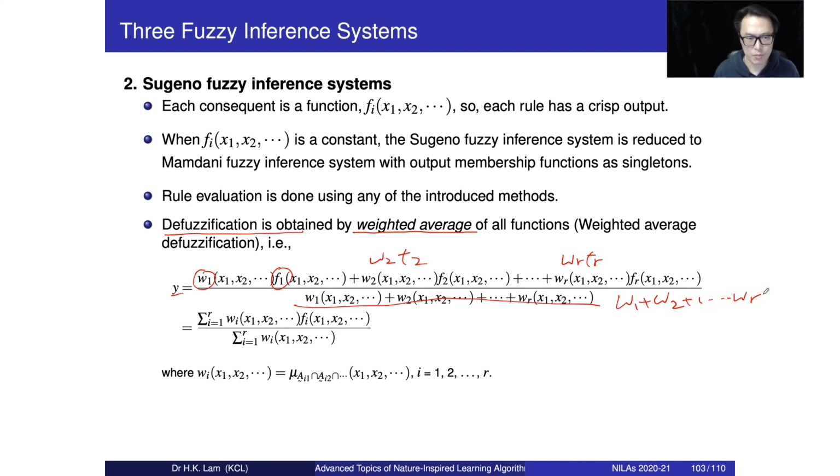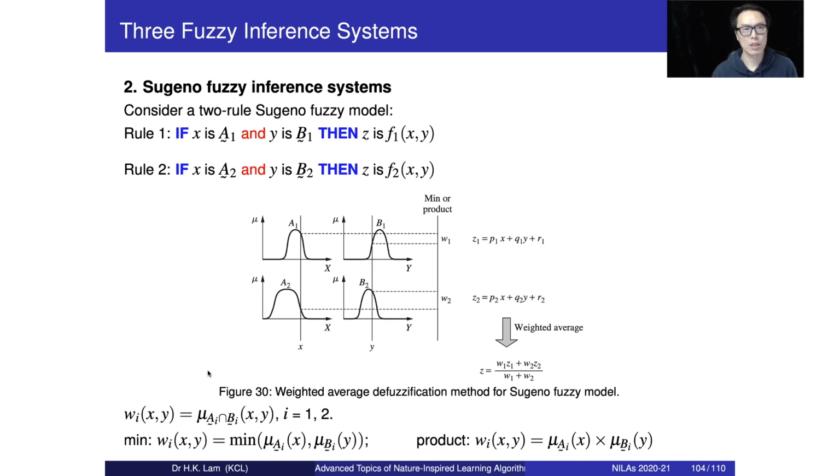Okay. In compact form, we can write this using the summation sign, and when we talk about wi, we can use the product, or we can use the minimum if we are going to deal with the AND operator.